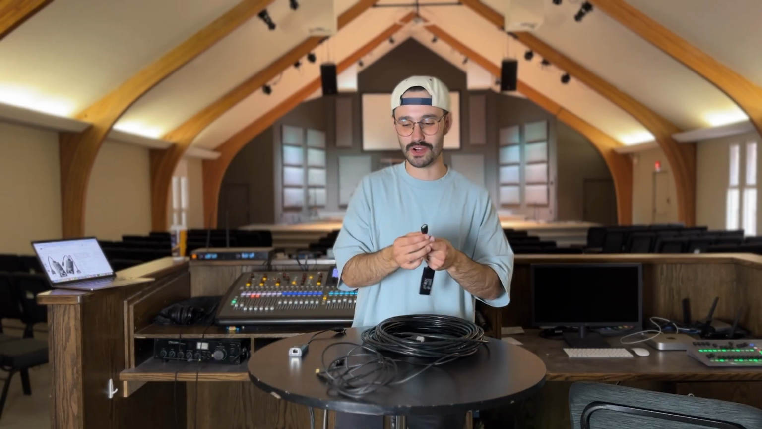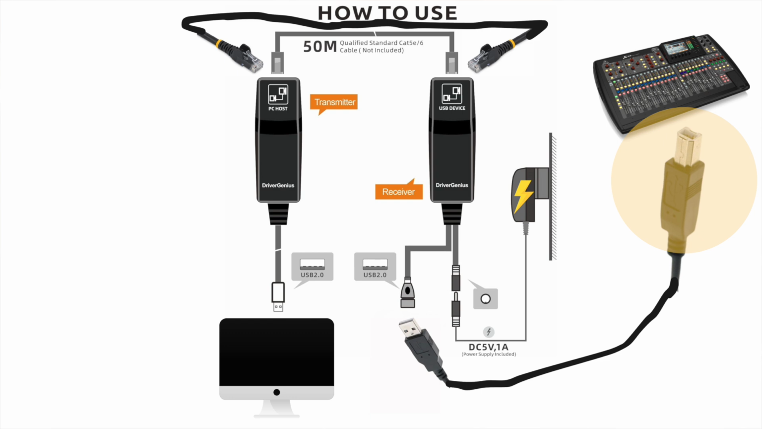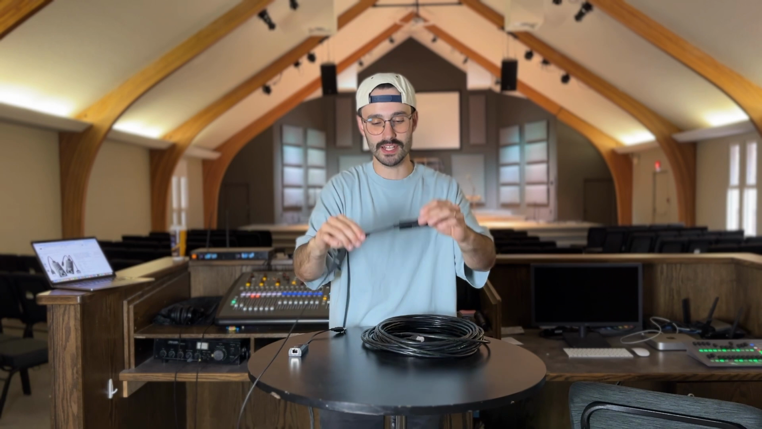Now, the way that this works is you plug in your printer cable to the soundboard, and then you take the other side of your USB and you plug it in to this knockoff Dante adapter. And then you'll plug it into power. And then you'll have pretty much your setup ready to go.